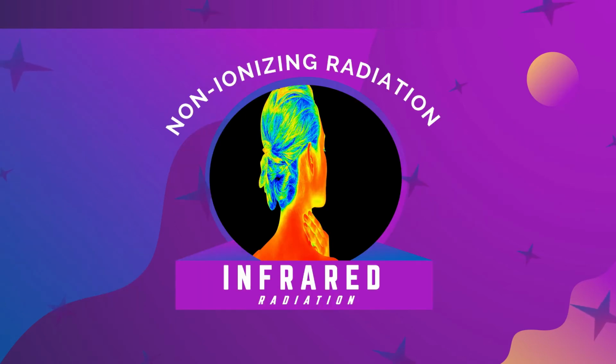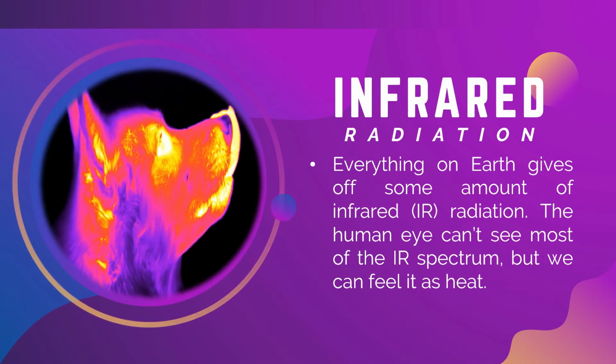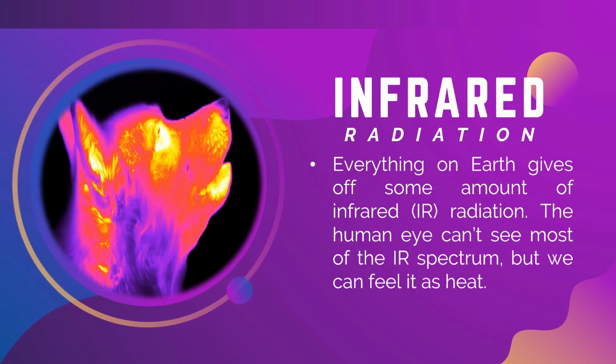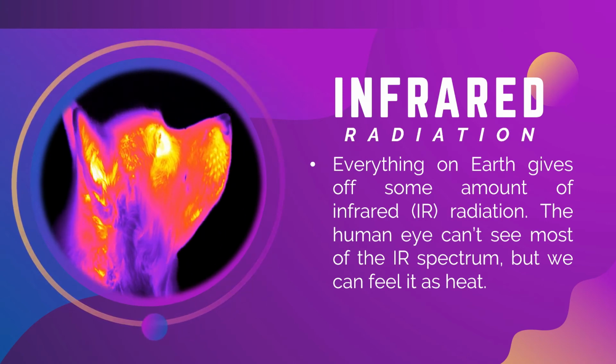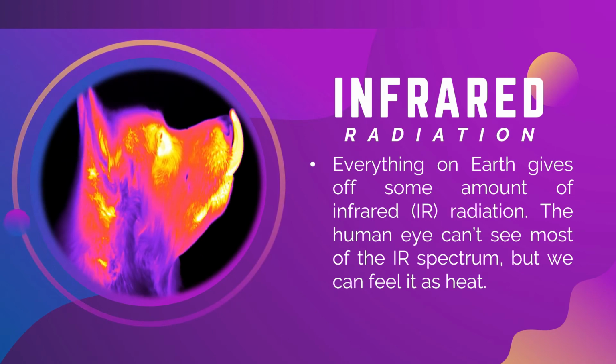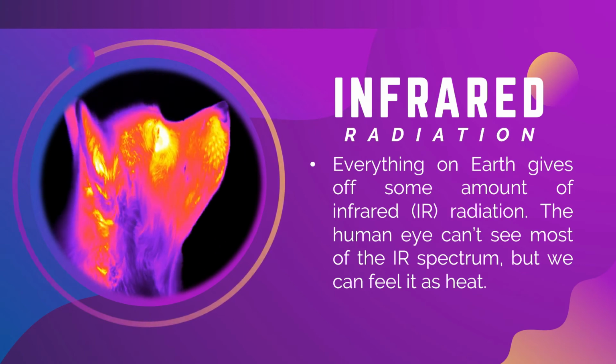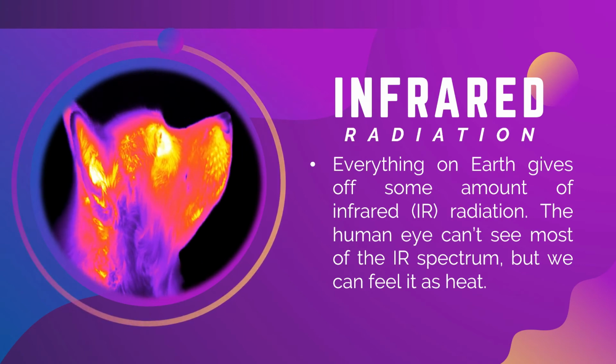Now, let's proceed to infrared radiation. So, everything here on Earth gives off some amount of infrared radiation, including humans, animals, and plants. The human eye cannot see the IR spectrum or the infrared spectrum, but we can feel it as heat. Parang love lang yan. Hindi mo man nakikita pero nararamdaman mo. Ganon ang tinatawag nating infrared radiation.